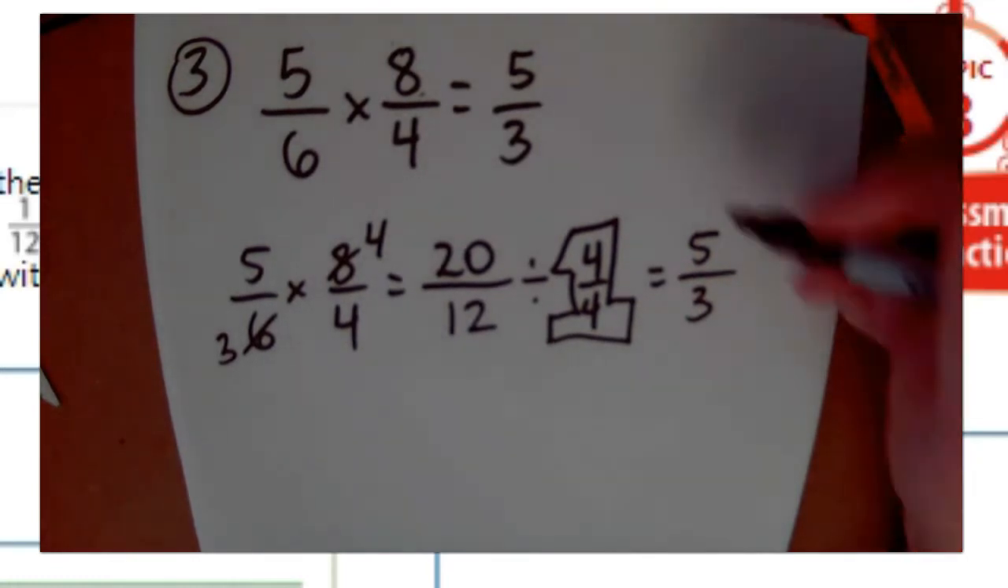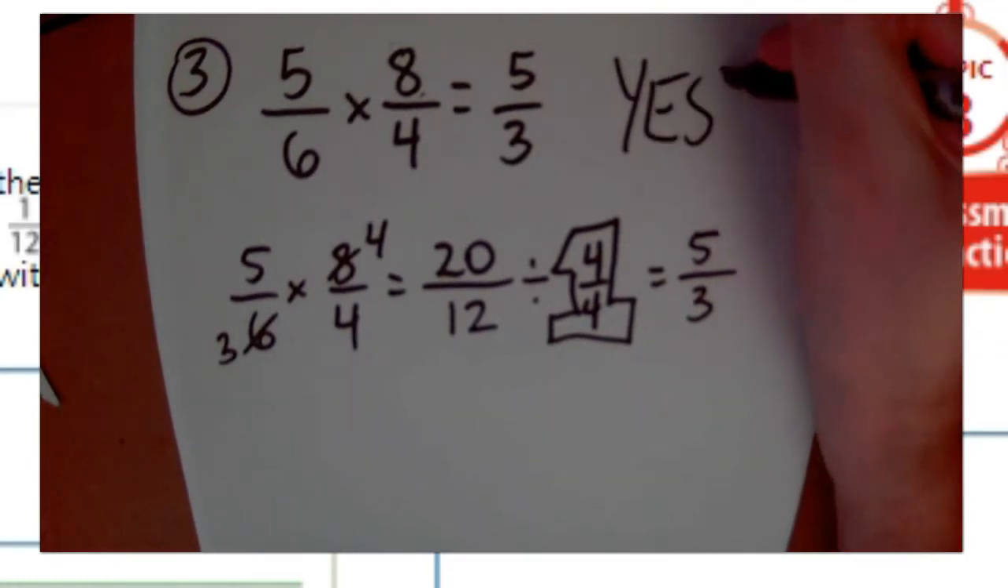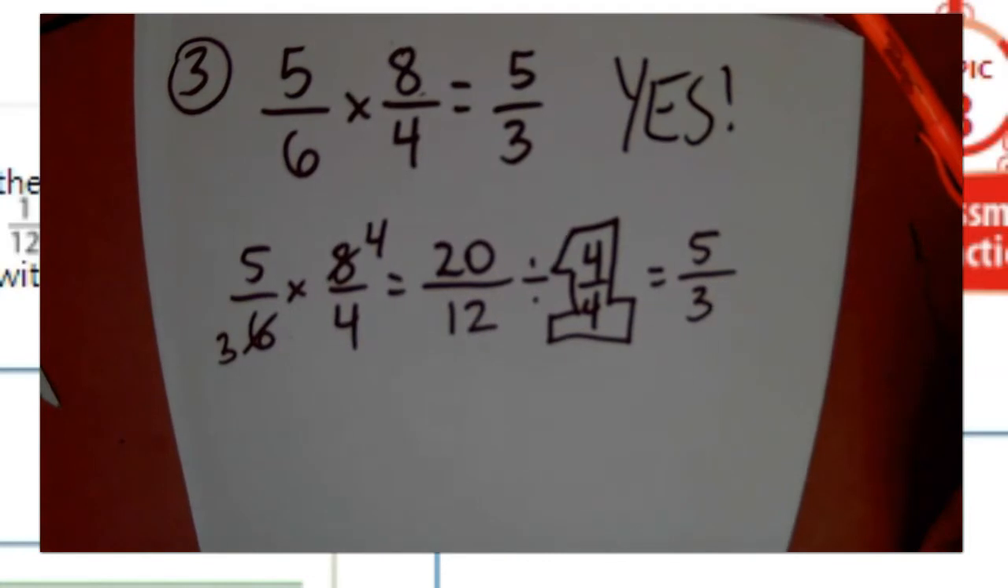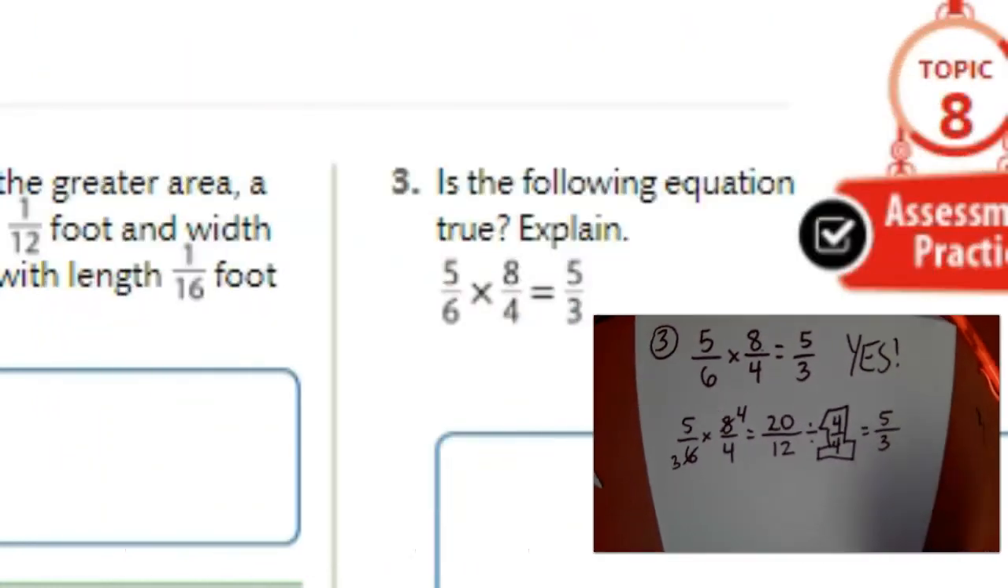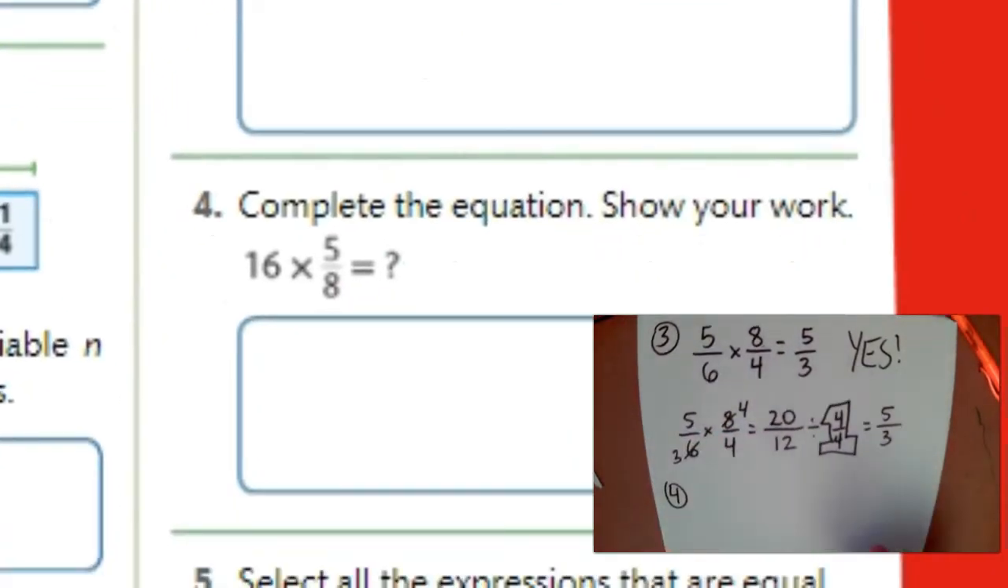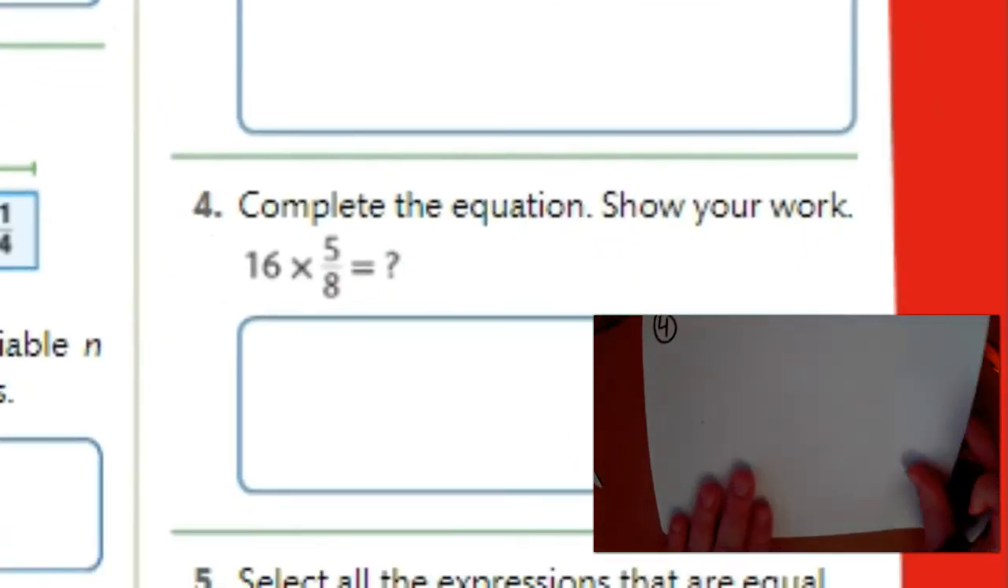So I could say for number 3, yes, that is a true equation, and I can explain it with my math down here. Let's move on and take a look now at number 4. Move my page up.